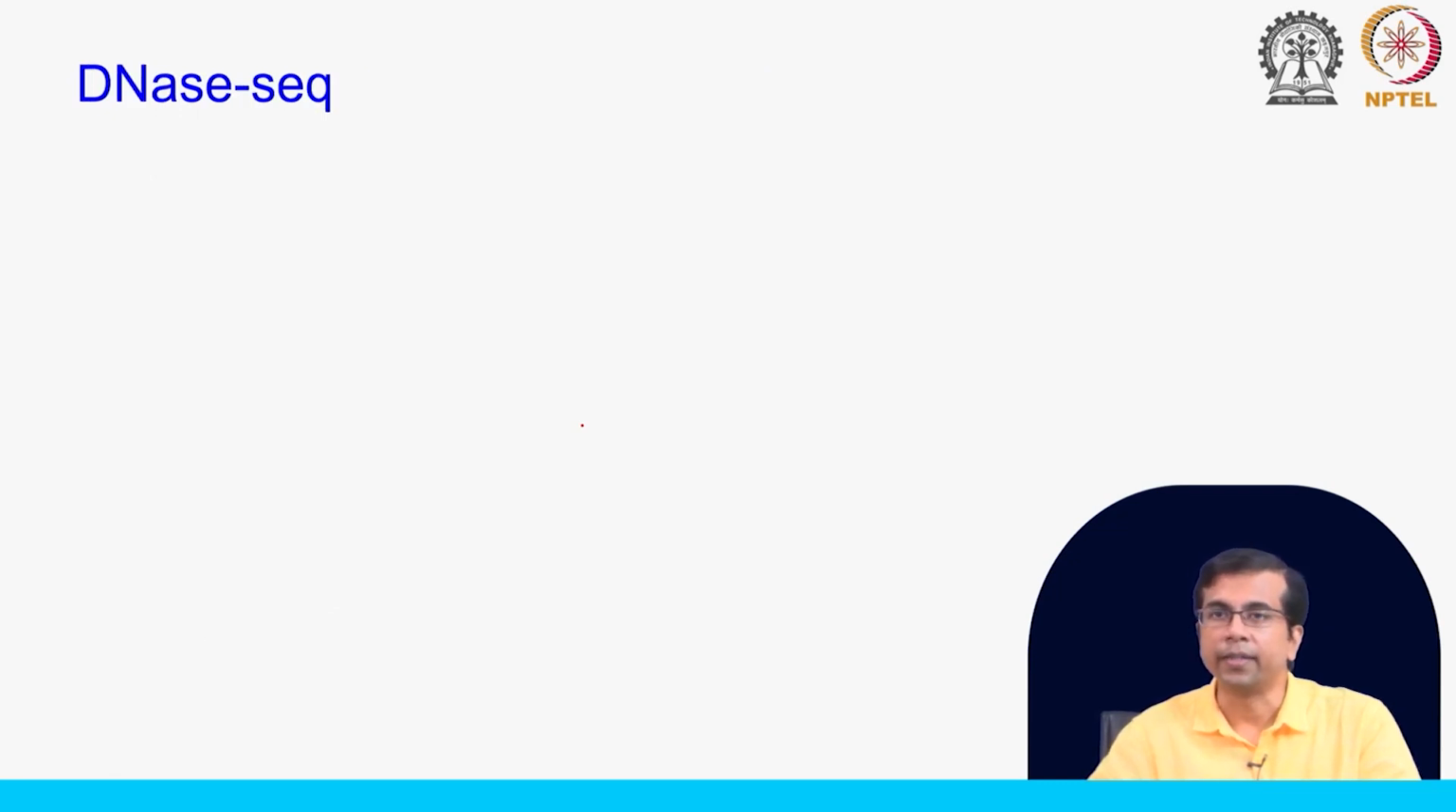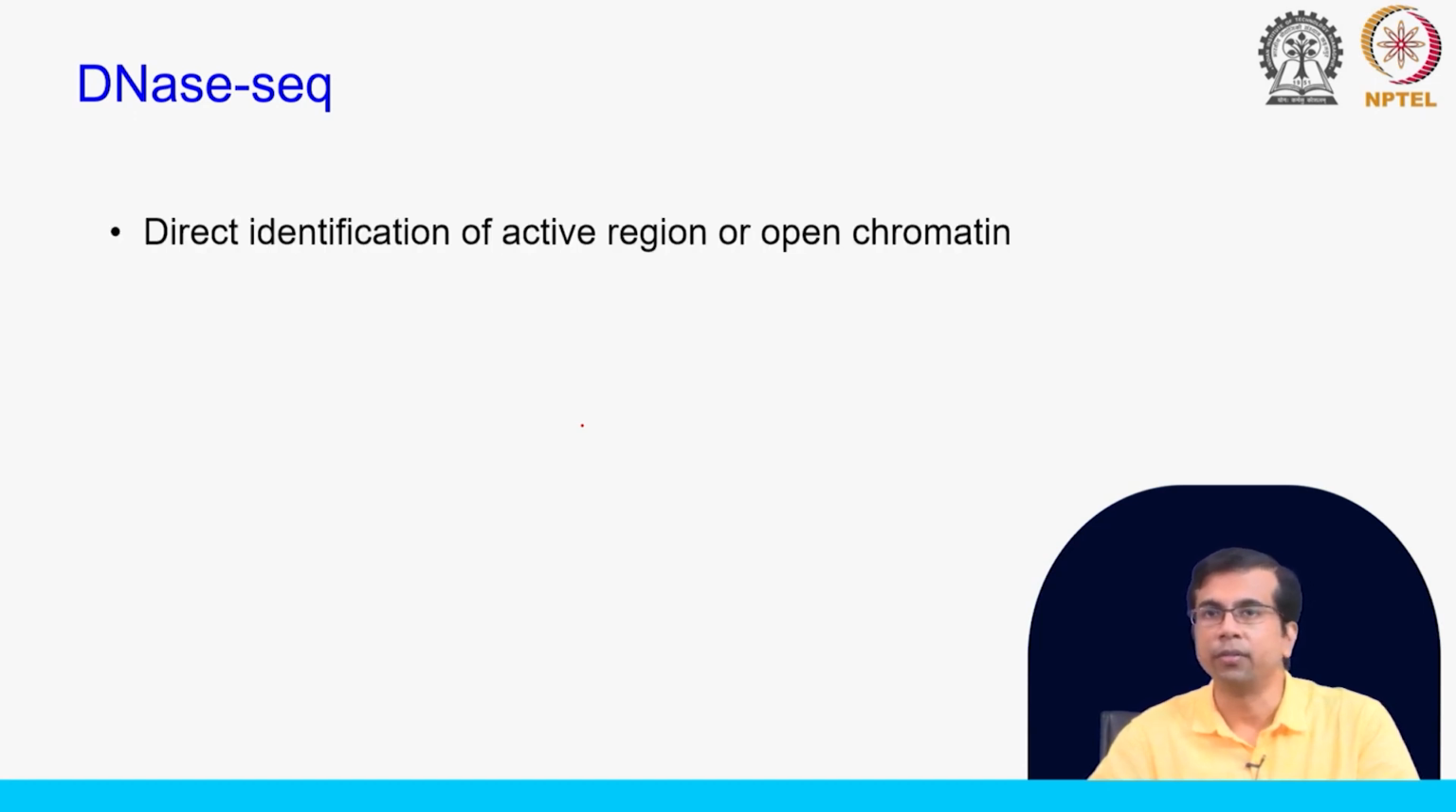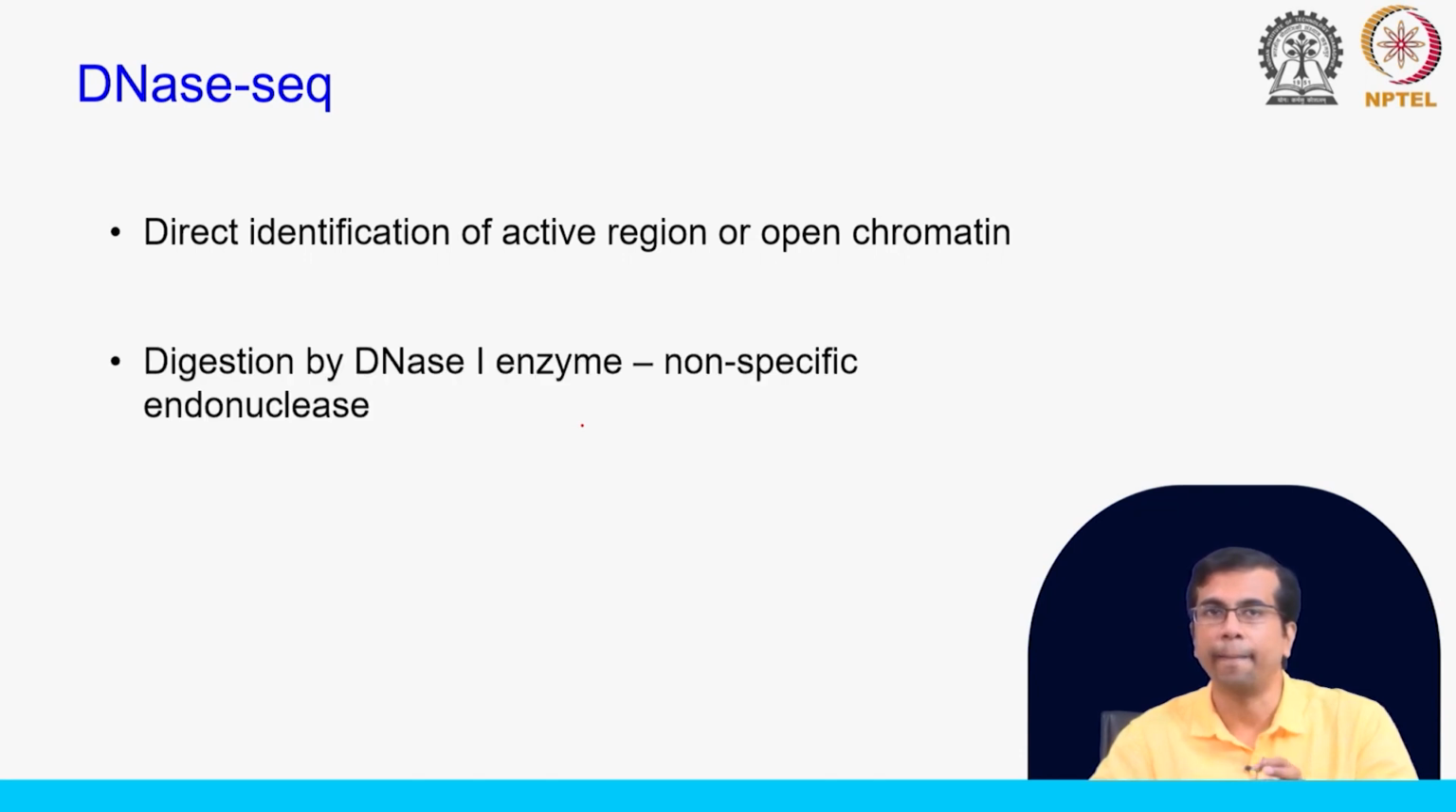Now, moving on to DNase-seq, this is the second method that we are going to talk about. Okay. So, this actually helps us in direct identification of active regions or open chromatin. This is in contrast with the earlier method, MNase-seq. So, here we can directly identify the open chromatin regions. Okay. So, the steps are very similar, the principles are slightly different.